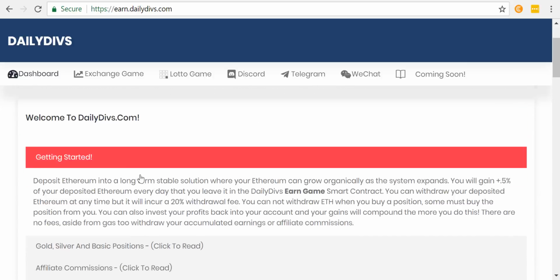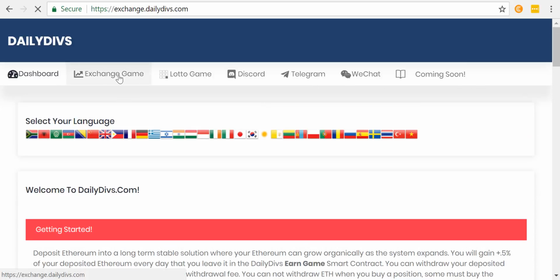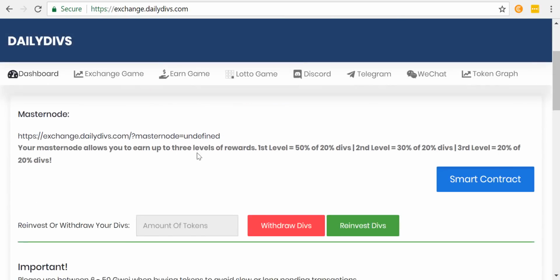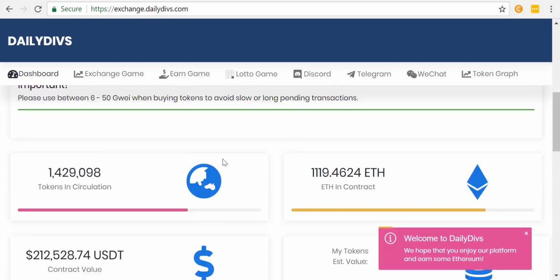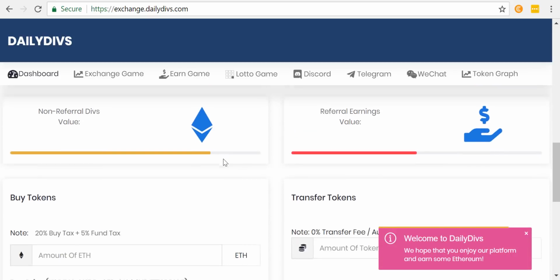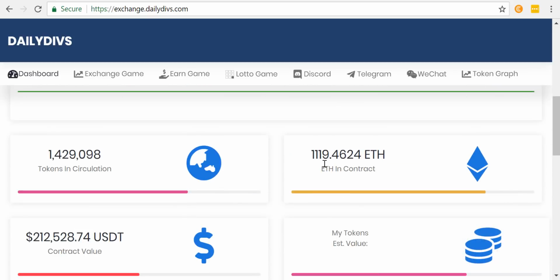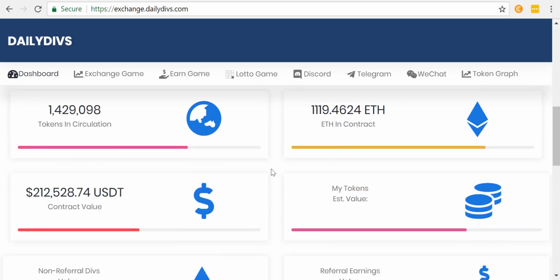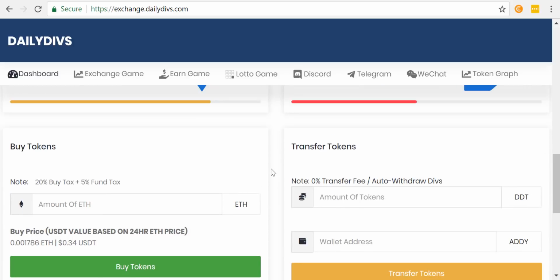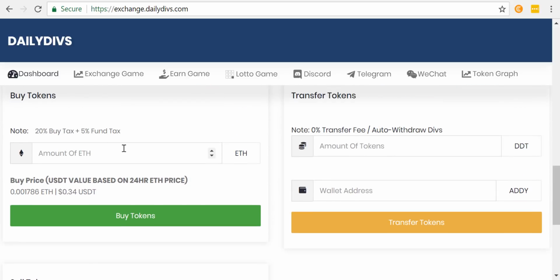Don't quote me on that. They have an exchange game, which works similar to the way P3D does. All of them have this aspect, and that is you buy in and they charge you. This one has a little over 1,000 Ethereum in the contract. So this one's called on a little bit more, and here are the fees on this one.